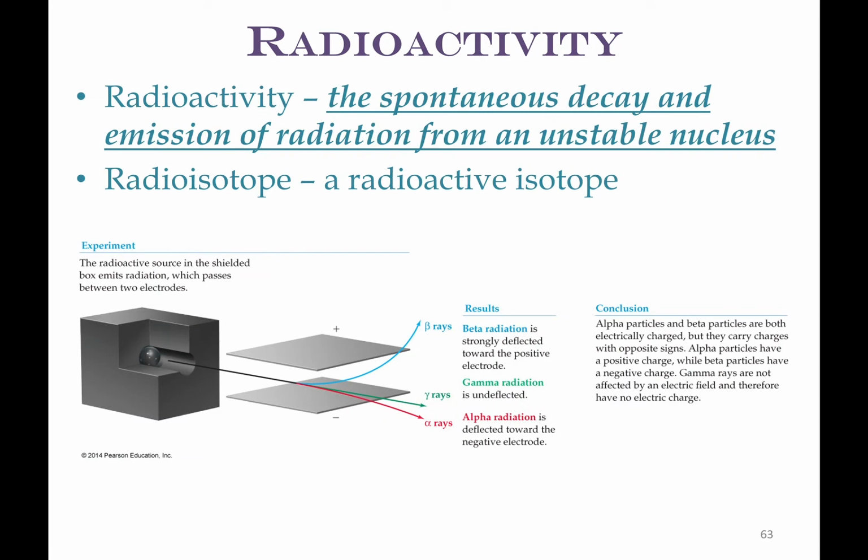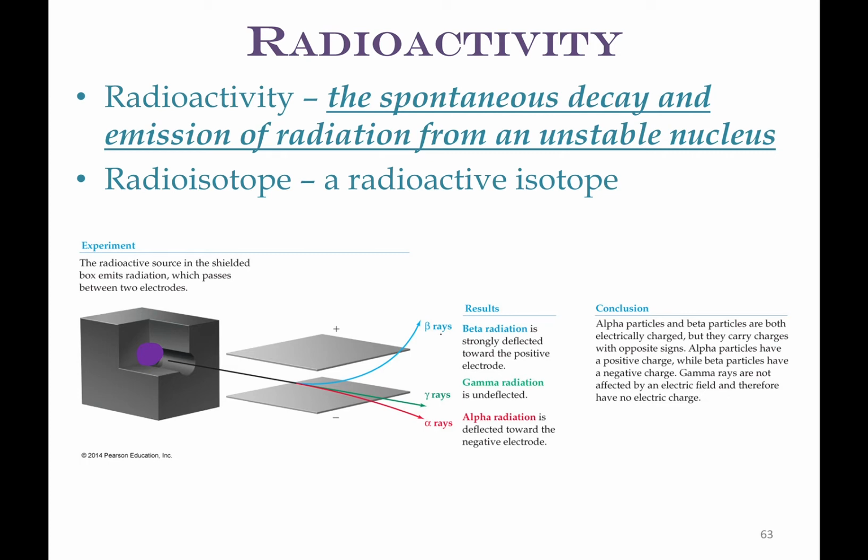Remember that radioactivity is spontaneous decay. I mentioned this just a little while ago when we were talking about J.J. Thomson discovering the electron and where they get these particles from. So when you have a radioactive substance, it's going to spontaneously emit radiation. It can emit different types of radiation.